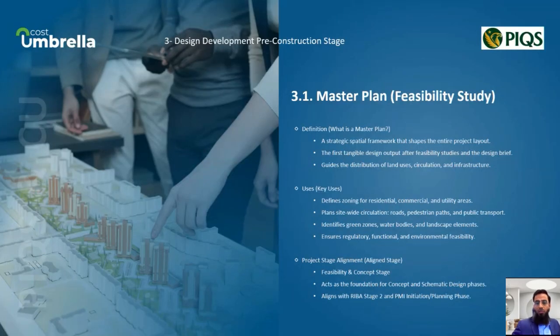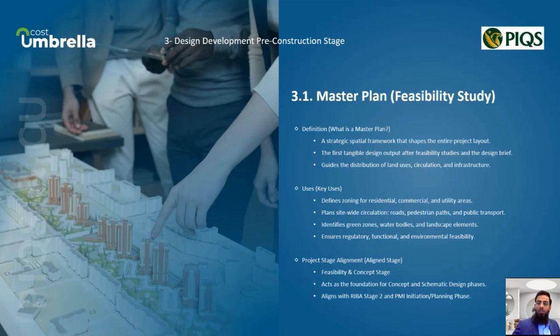Okay, the first stage in this phase is the master plan. The master plan is the first tangible design deliverable after the design brief and feasibility study. It provides a strategic spatial framework for entire project and defines how different functions, buildings, and circulation networks are distributed across the site. It includes key elements like zoning of land use, access road, infrastructure zone, green areas, and connectivity with surrounding developments. This early stage plan ensures that the proposed project layout is feasible from functional, regulatory, and environmental perspective.